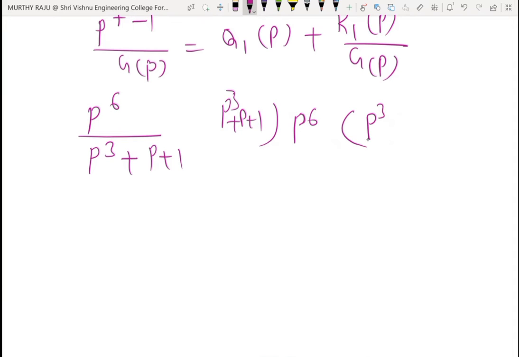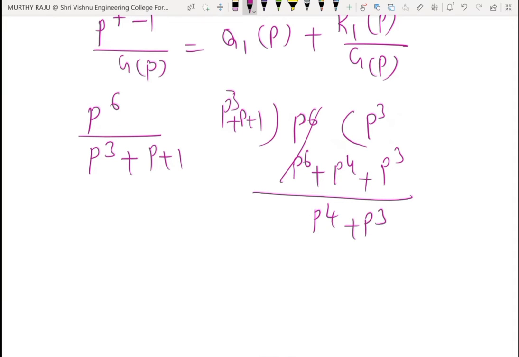Multiply P cube with G of P. That means P cube times P cube plus P plus 1. P cube into P cube is P power 6, P cube into P is P power 4, P cube into 1 is P cube. The P power 6 terms cancel, leaving P power 4 plus P cube. This is the first remainder.